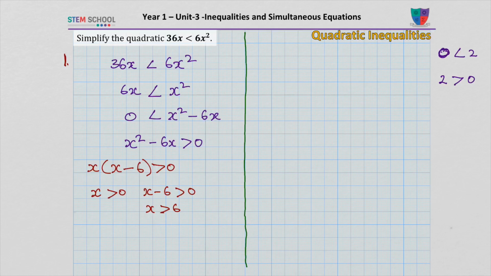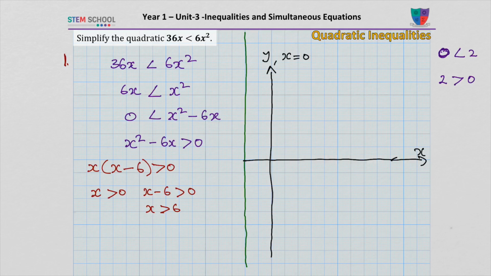So let's solve this now graphically. I'm going to draw my graph here. That's my y-axis. I draw my x-axis on this side. Just to remind us, the equation of the y-axis is x equal to 0, and the equation of the x-axis is y equal to 0. My solutions are 0 and 6. So this point is 0, and I'm going to say 1, 2, 3, 4, 5, 6 here. So my graph is going through 0 and 6.